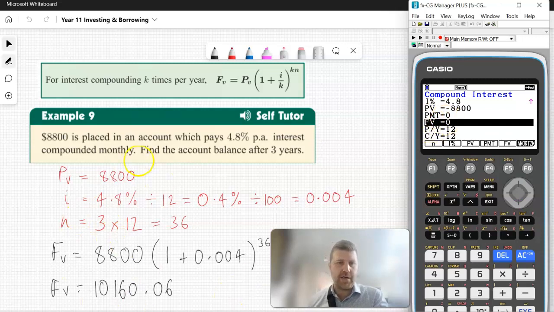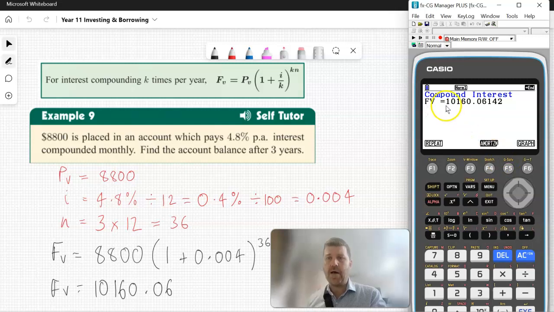Now, like I said, I've already done it here. The answer is actually $10,160.06 approximately. So to actually calculate it using the graphics calculator, I've put those values in, everything I need to. I'm just going to work out future value by pressing F5. Okay, and that will determine the future value for me. So go ahead and press F5. And there it is, $10,160.06 approximately. So that's how you use your graphics calculator to calculate compound interest when you're investing money.